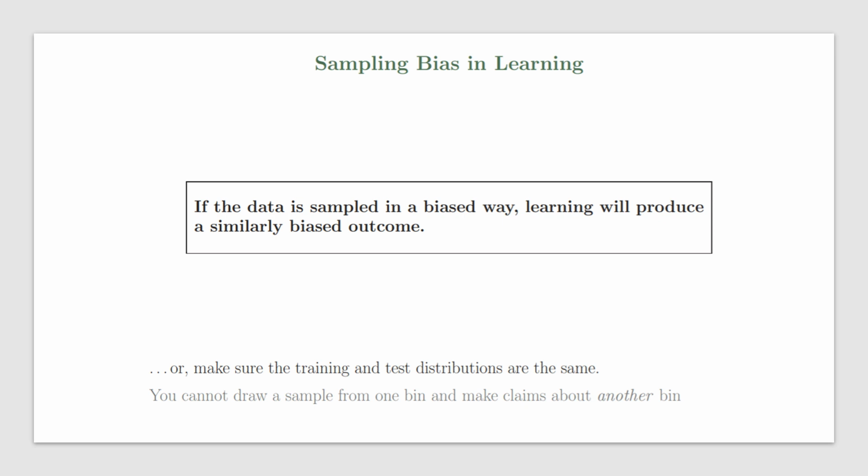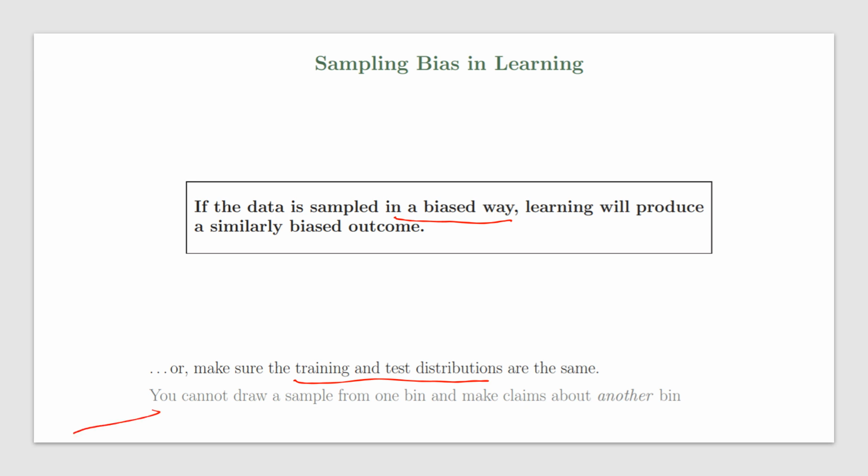All right. So what is sampling bias in learning? By definition, if the data is sampled in a biased way, like we saw, learning will produce a similarly biased outcome, because learning is nothing but learning from the data. We are making all our predictions based on the data that we have, and so we have to make sure that the training and the test distributions are the same.